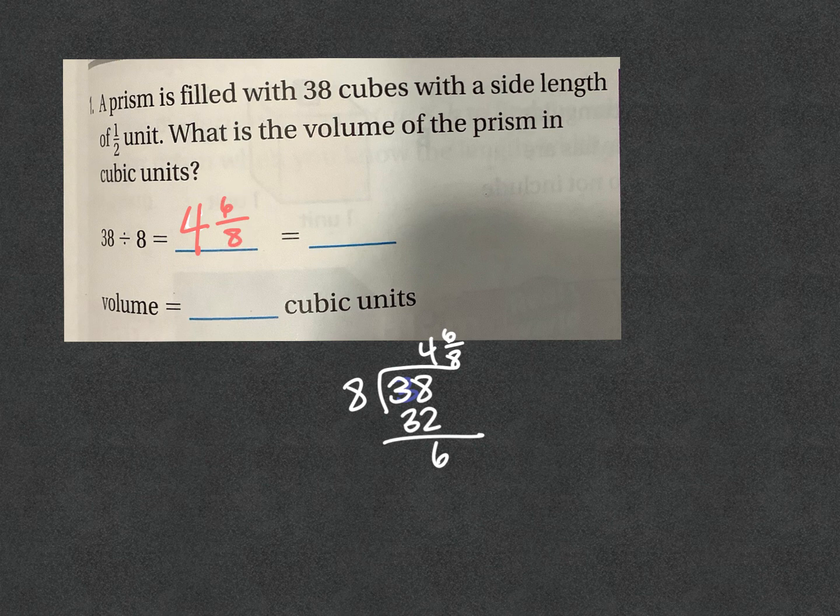You're probably slowly but surely getting better and better at noticing when things need to be reduced. These are even numbers, so 2 divides evenly into both of these. 2 divides into 6 3 times. 2 divides into 4 4 times. So my answer will be 4 3/4 cubic units. So when faced with questions like these, where they give you the 38 little half cubes that fit into the whole thing, you can find the volume that way.